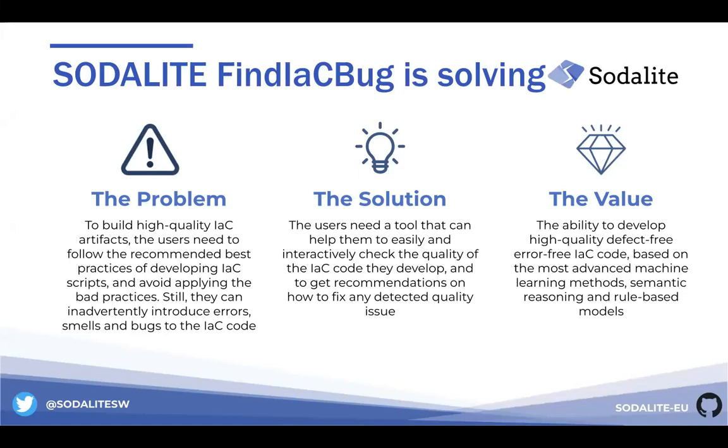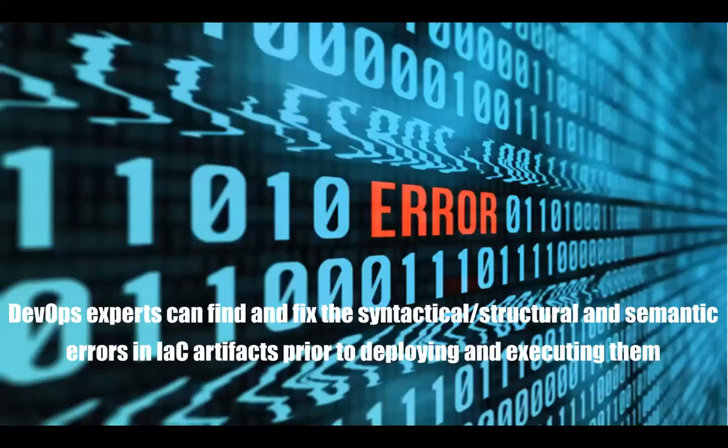addressing the problem of building IaC artifacts of great quality that is lacking automation with a rich toolset that helps them confirm the quality of their code interactively. It allows the user to develop high-quality, defect-free, error-free IaC code based on AI. With this innovative approach, we help DevOps experts find and fix the syntactical, structural, and semantic errors of IaC artifacts prior to deploying and executing them.